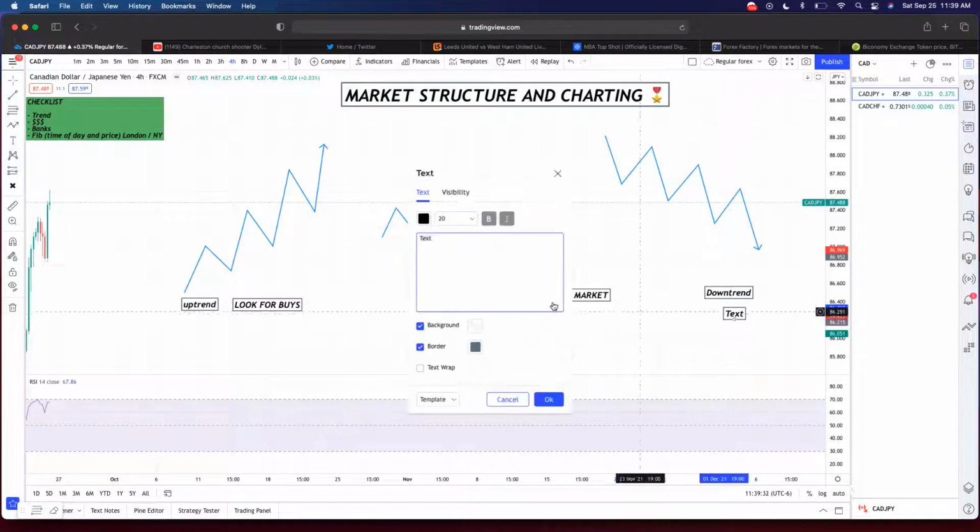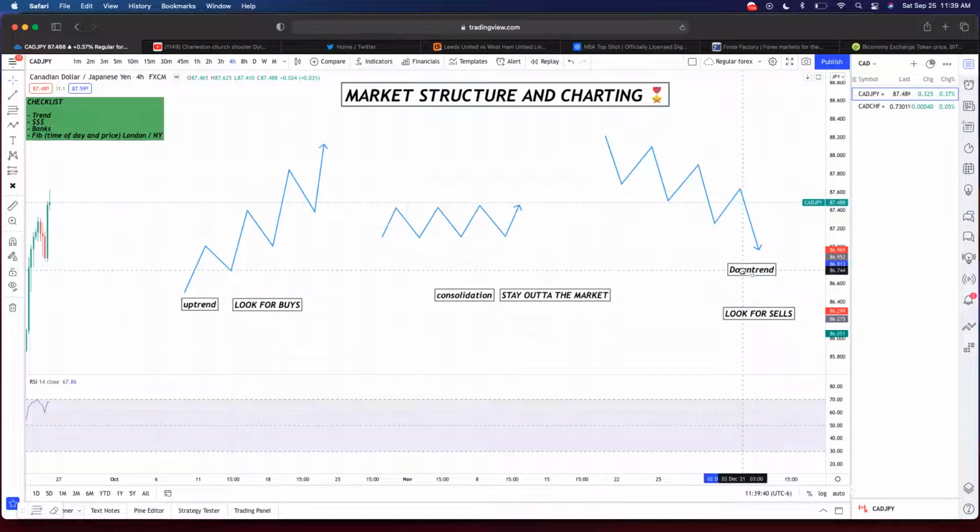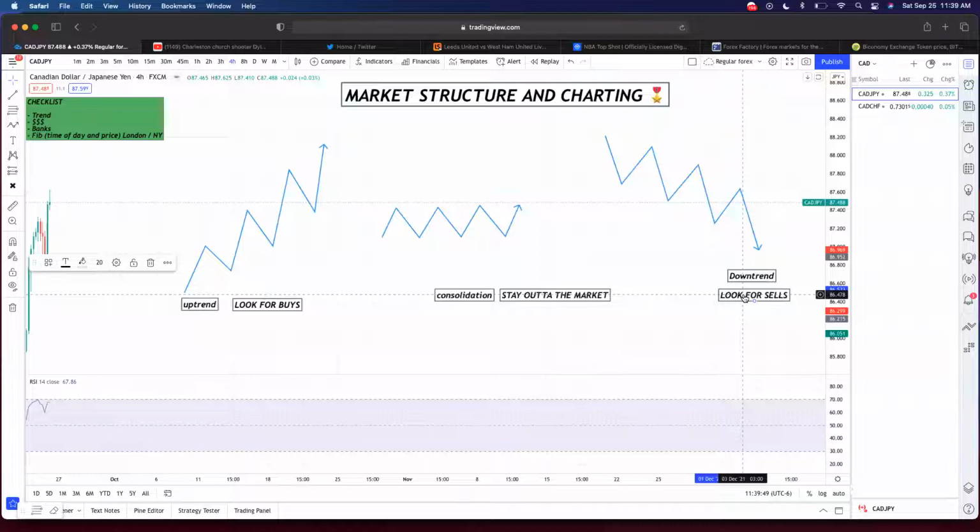In a downtrend, look for sales, okay? And you have to be intentional about these things. You have to plan out your trades. You have to make sure you're very intentional when you're taking trades.